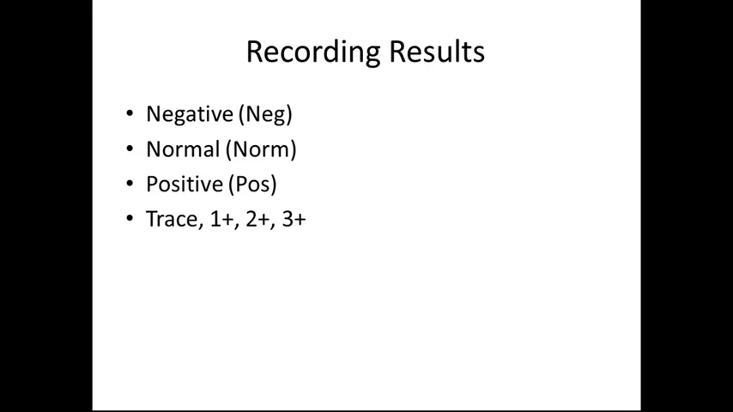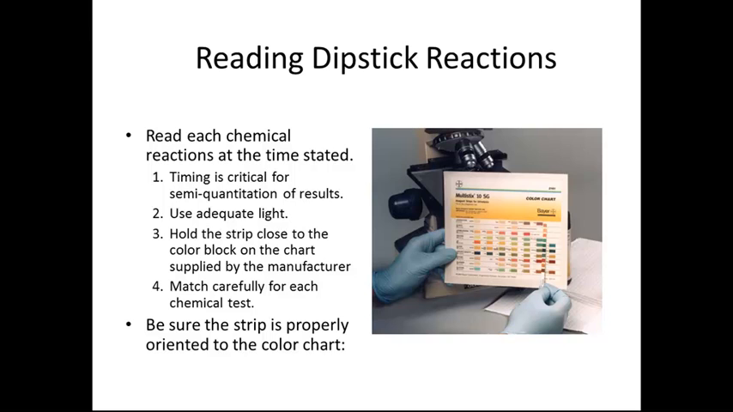Recording of results: we use negative or neg, normal or norm, positive, which we abbreviate as POS, and then sometimes we will record results as trace, 1+, 2+, or 3+. Reading each chemical reaction at the time stated sometimes can be tricky, as there are a couple of tests that have to be read at the 1 minute mark. And so we have to be rather quick at doing this in order to ensure accuracy.